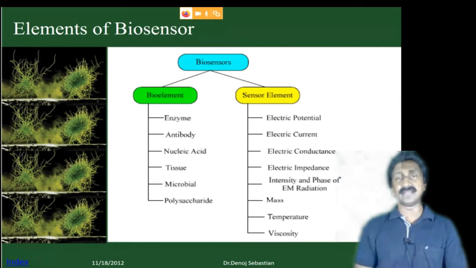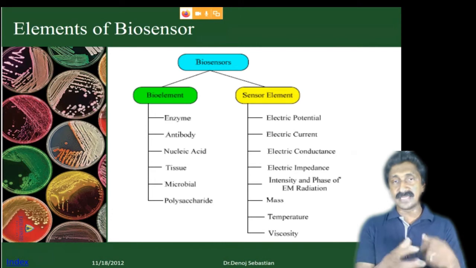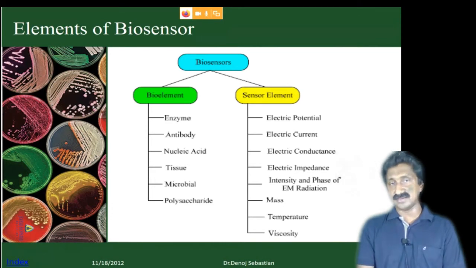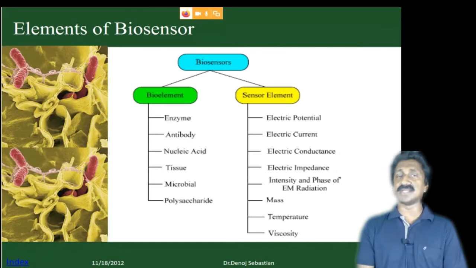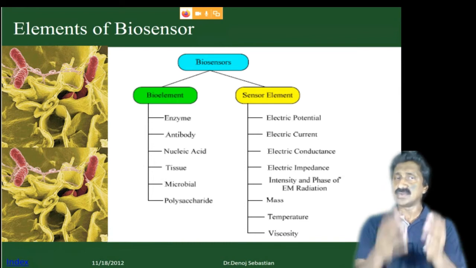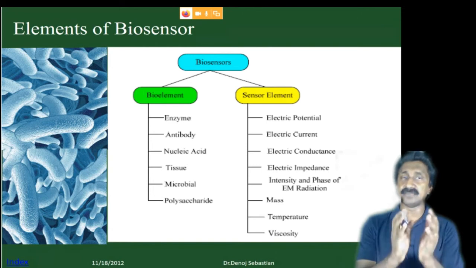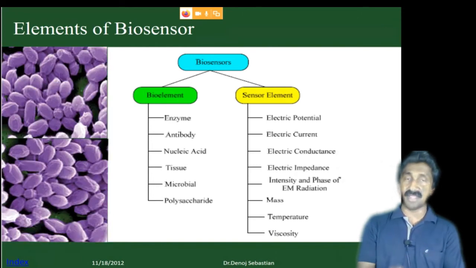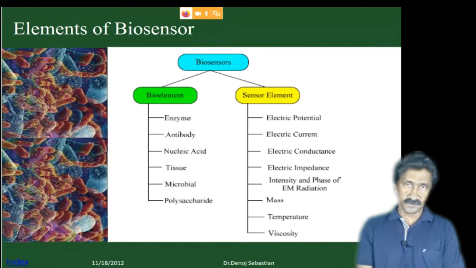Based on which, the sensor element will detect that enzyme reaction. Or an antigen-antibody like interaction can be used, or a nucleic acid detection method like hybridization can be used. Or there are tissue-based methods, microbial cell-based methods, or polysaccharide binding methods. So different forms of bioelements can be added so that it will identify or recognize the concerned analyte or the pollutant which is present in the environment.